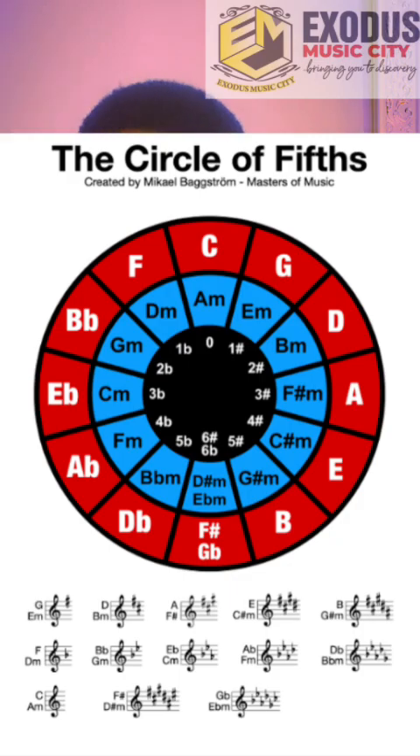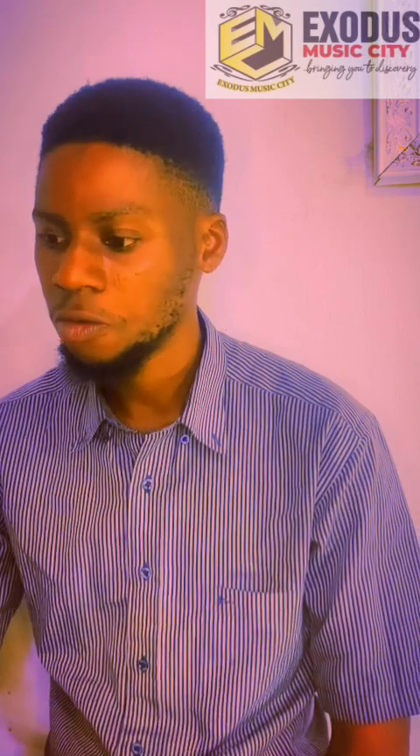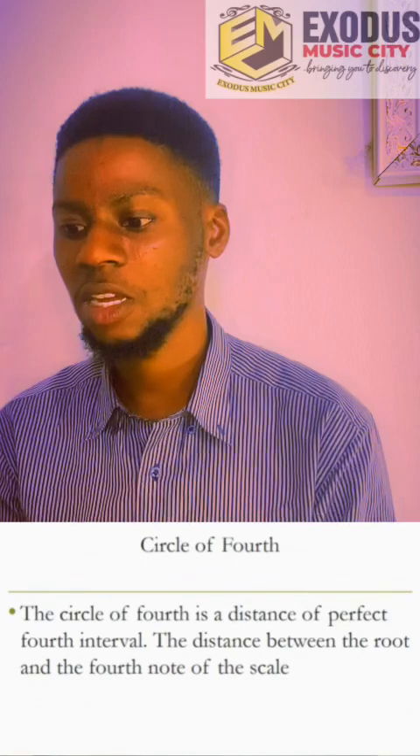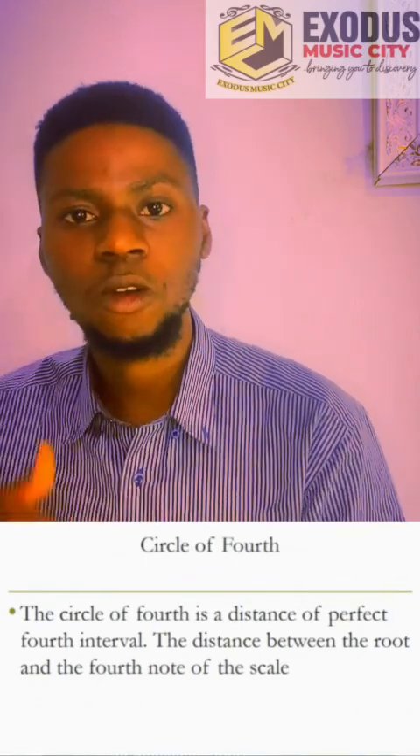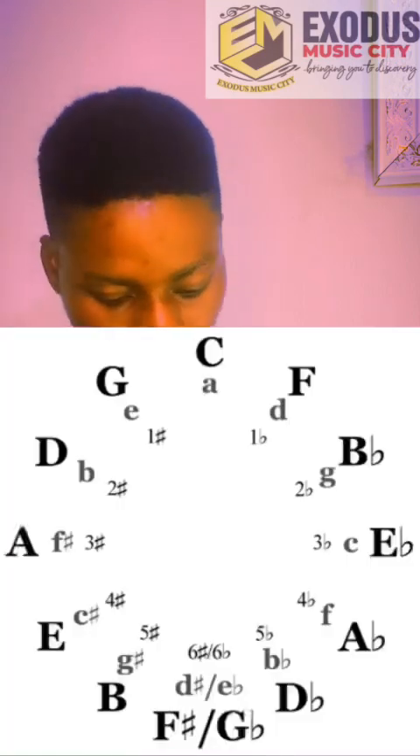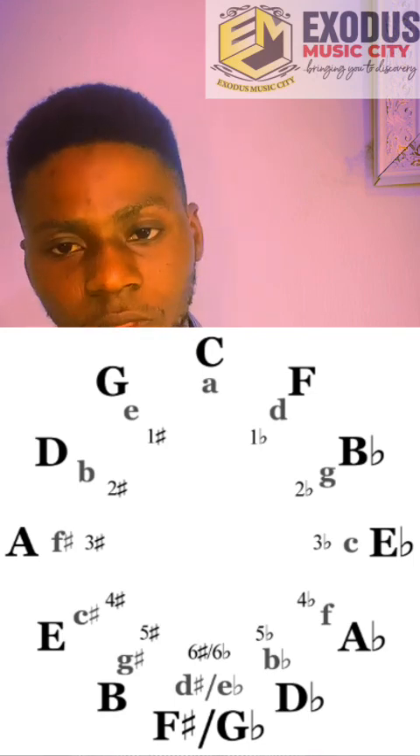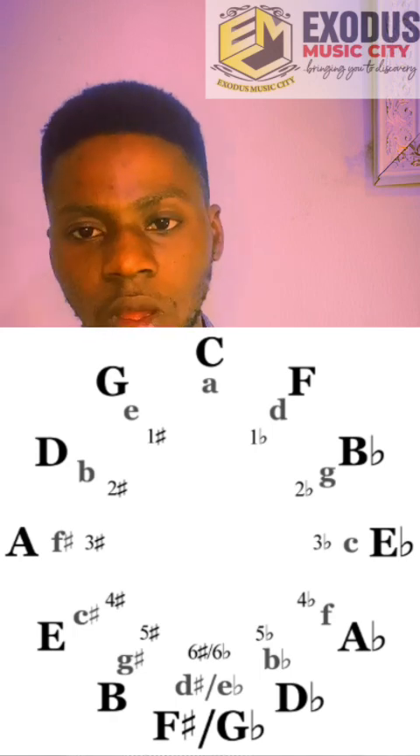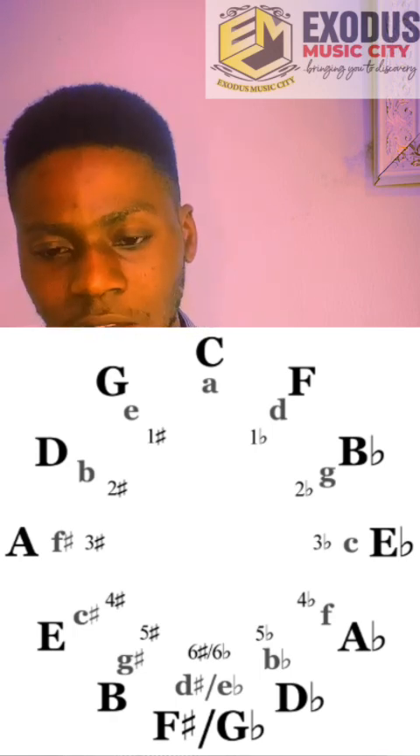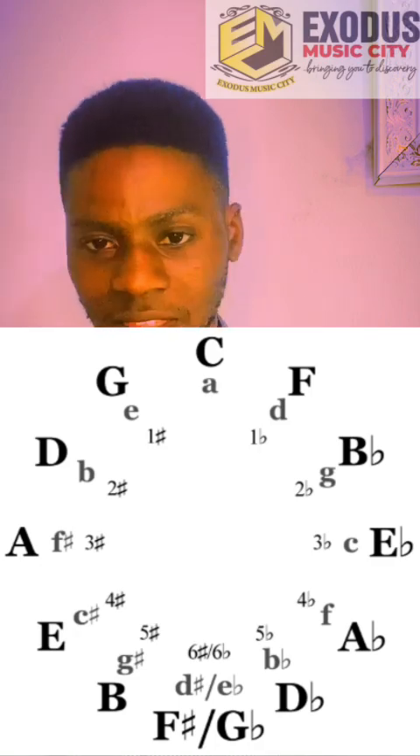We will be dwelling more on the circle of fifth, but quickly let me also explain the circle of fourth. The circle of fourth is the distance of the perfect fourth interval. From C, what is your fourth? Our fourth from C is F. From F, our fourth is B flat. And from B flat, our fourth is E flat. Like that.